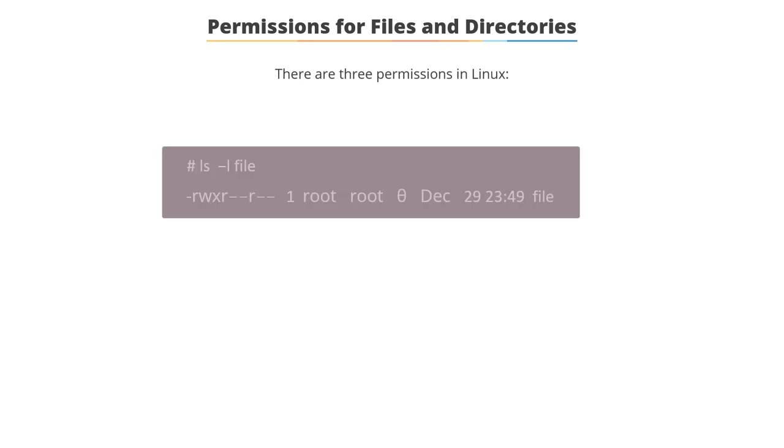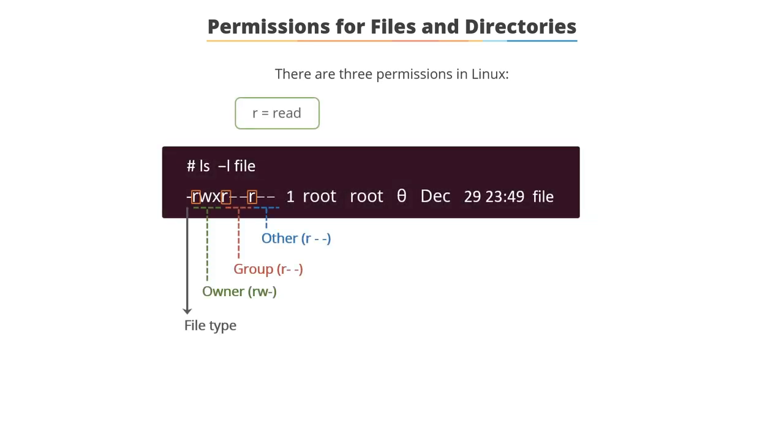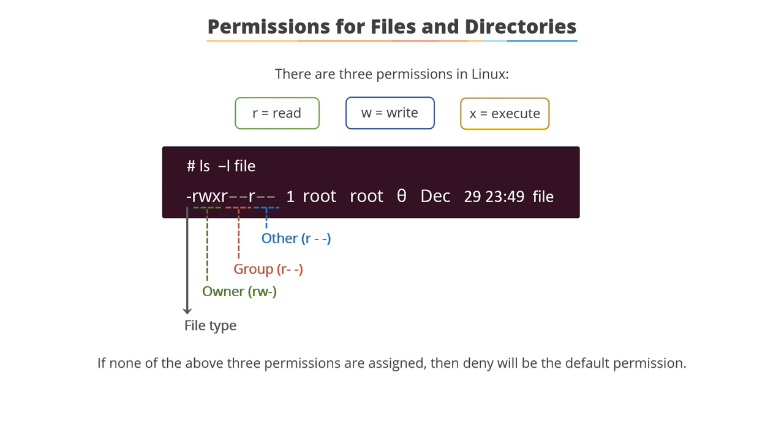There are mainly three permissions given in Linux. R stands for read, and it allows you to open the file. W stands for write, and allows you to edit the file. X stands for execute, and it allows you to execute the program present in the file or directory. If none of the three permissions are assigned, then deny will be the default permission for that file or directory. Dash stands for deny option.